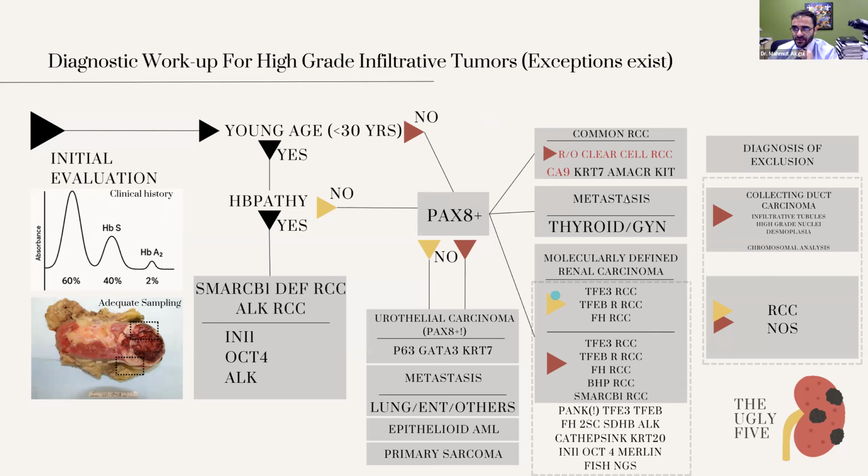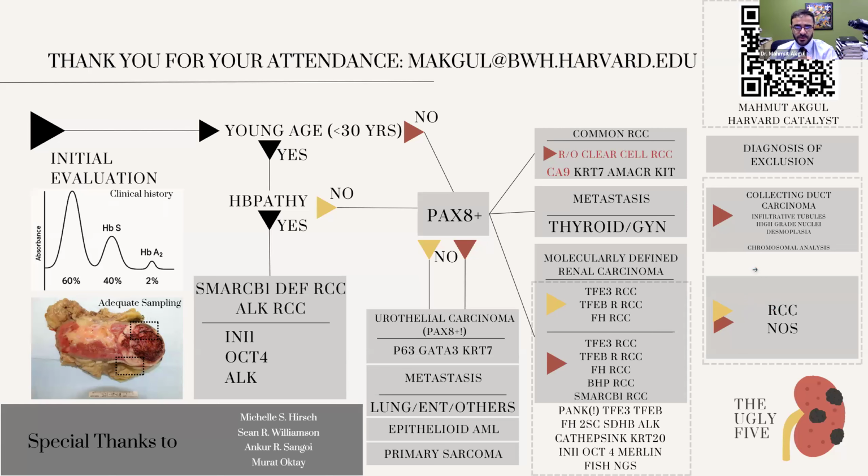If you fail with everything, we are left with renal cell carcinoma not otherwise specified. Unfortunately, with all of our attempts, we might fail to characterize the kidney tumor, and all we might have is renal cell carcinoma not otherwise specified. I'm going to stop here talking.